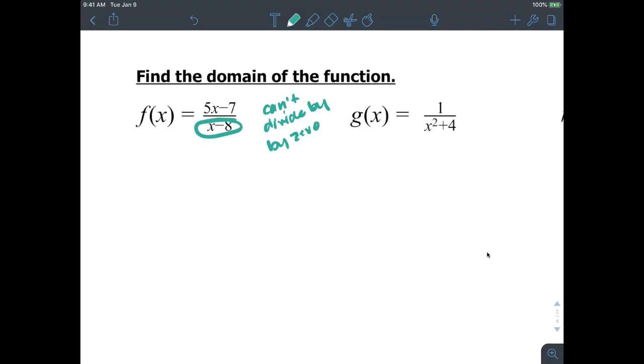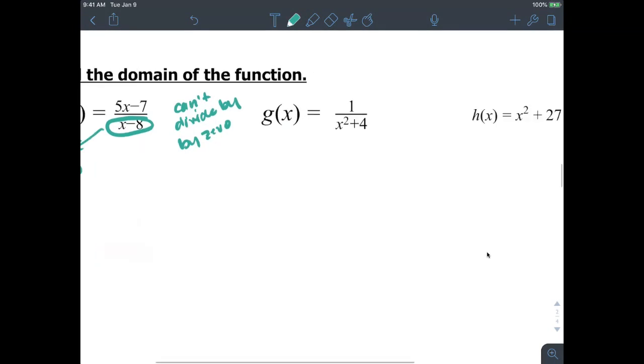How could we figure that out? Well, you could do it in your head, or you can say, I'm going to set the bottom equal to 0. x minus 8 is equal to 0. So then x is equal to 8. So when x equals 8, our function breaks. Is there any other time our function breaks? No. So the domain for f of x is that x cannot equal 8. Okay, so when I plug in 8, I get 0 in the denominator.